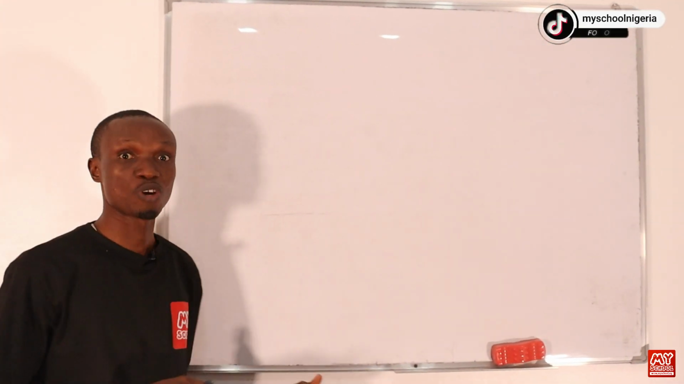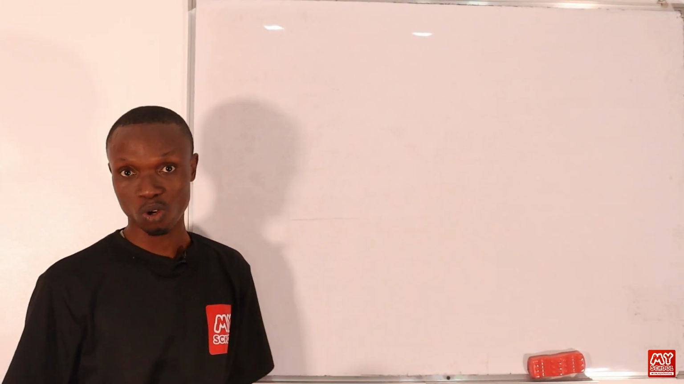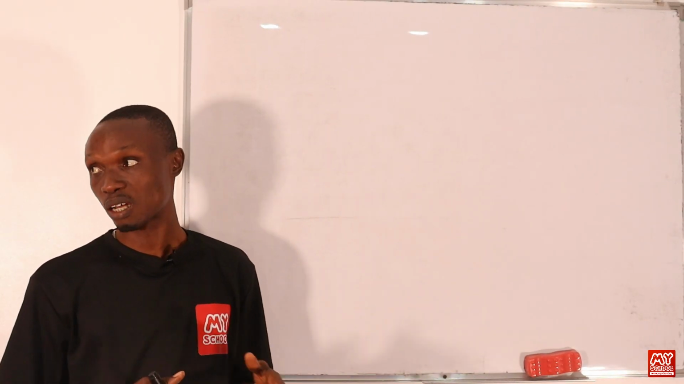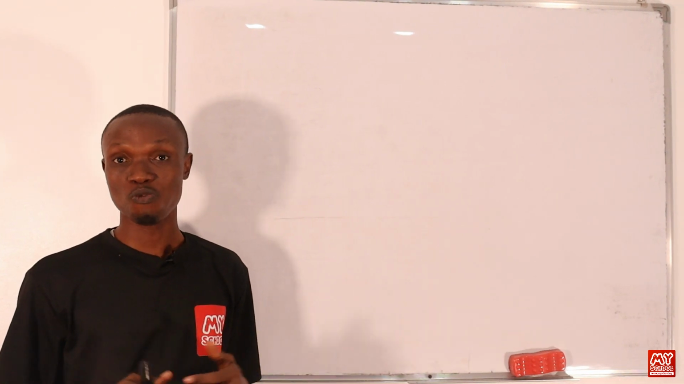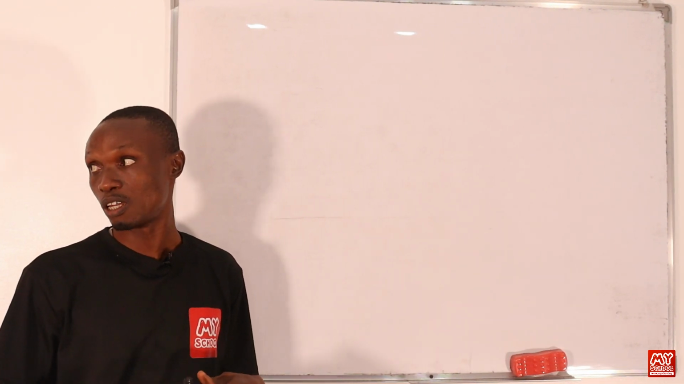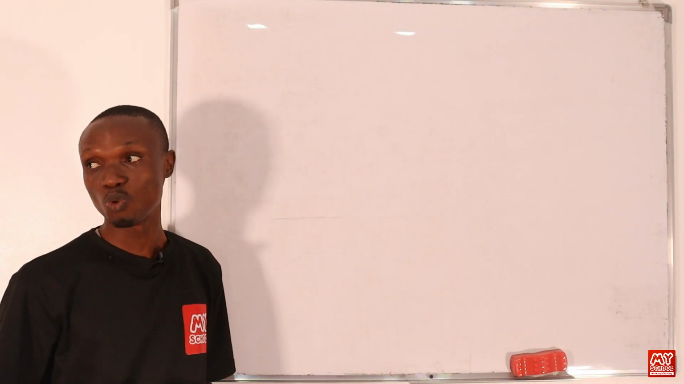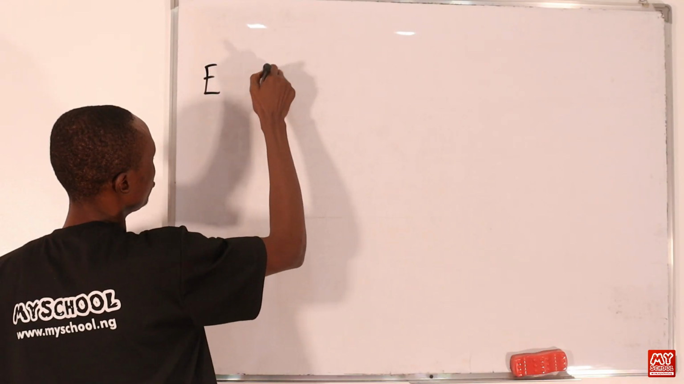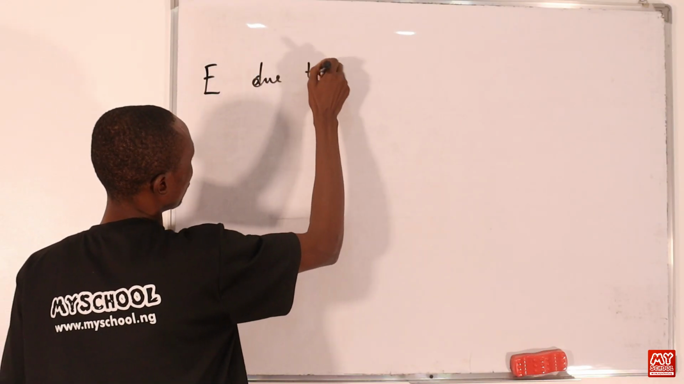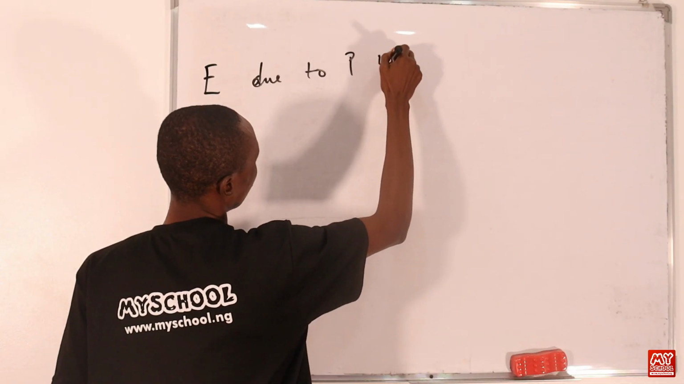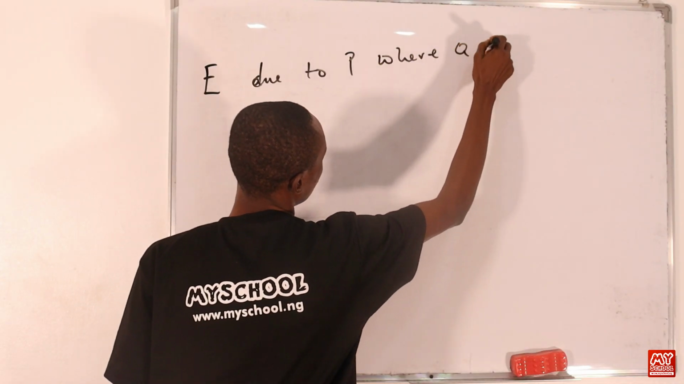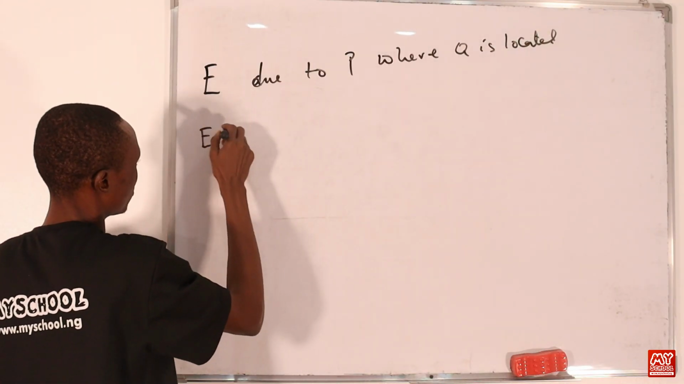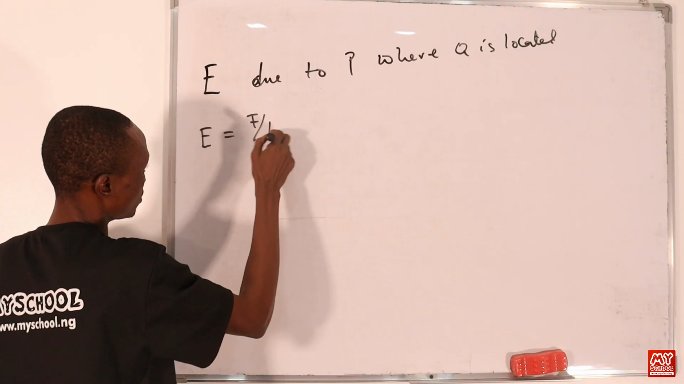First thing first is to write out the parameters that are given to us in the question. First of all, we identify what we are asked to calculate. We are asked to solve for the electric field due to P at the point where Q is located, which is given as E is equal to F over q.